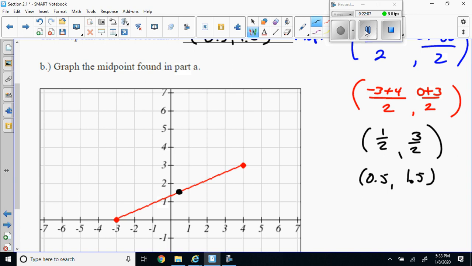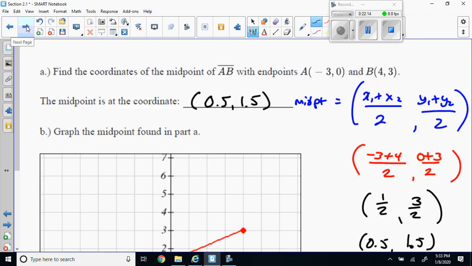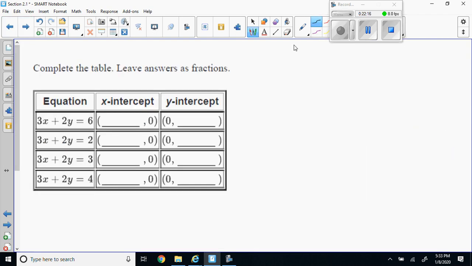Any questions on that? Let's go to another. Oh, we're not. That was it, right? Yeah? Okay. All right, so let's look at X and Y intercepts.